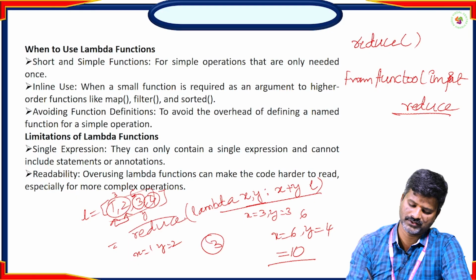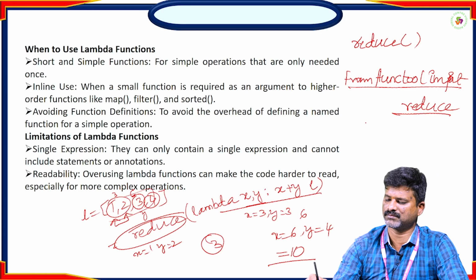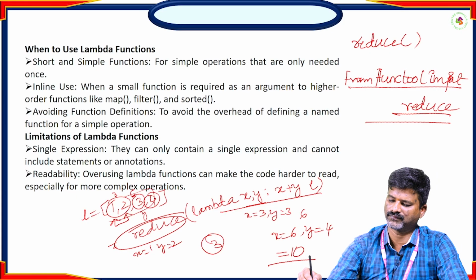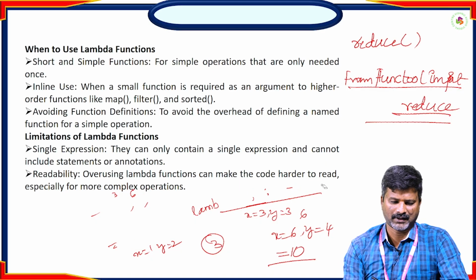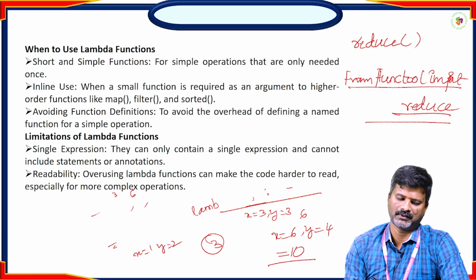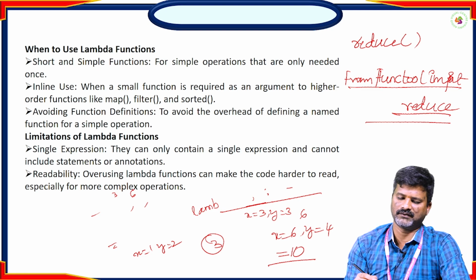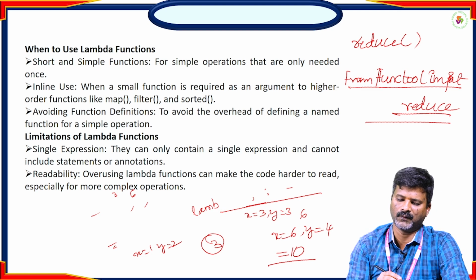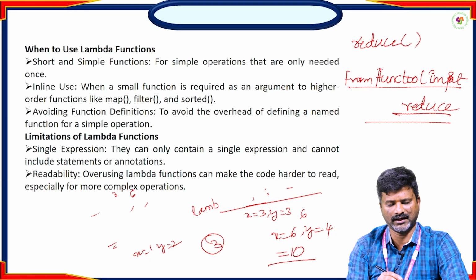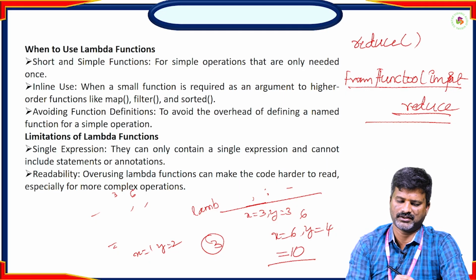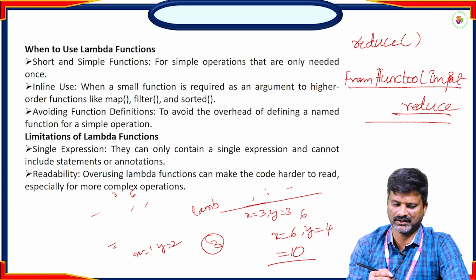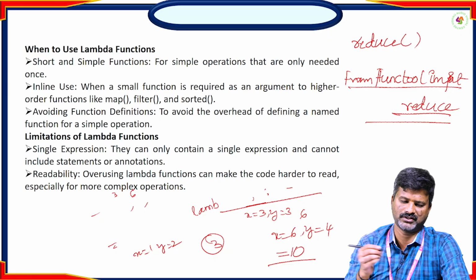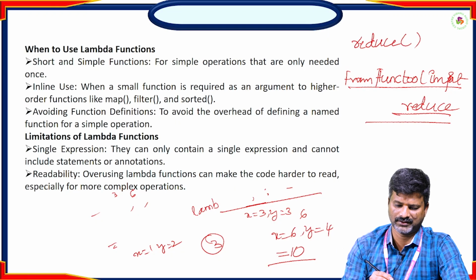Whenever you want to use reduce, you need to import it from functools: import reduce. But when do we use a lambda function? For short and simple functions for simple operations that are only needed once in your functionality. There is no need to define a separate function, avoiding function definition. That is one of the advantages. In those situations you can use lambda functions.